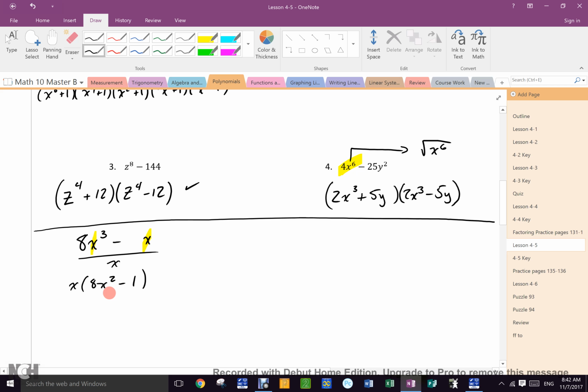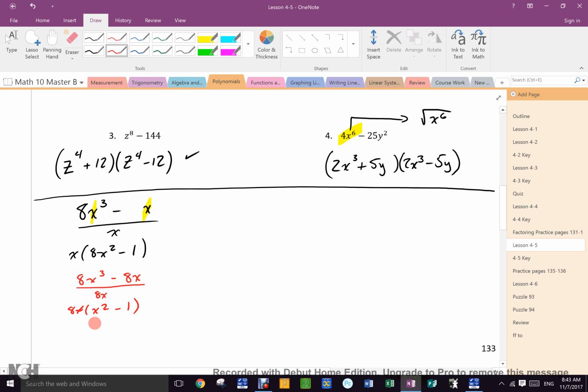All right, now I'm going to change this one slightly. I'm going to keep working with this one. What if I changed it to 8x cubed minus 8x? Now what would I do? I would GCF again, and what is it? 8x, so I'd have 8x, x squared minus 1. Now can I factor again? Is that a square? Is 1 a square? So I would factor that to 8x, x plus 1, x minus 1.